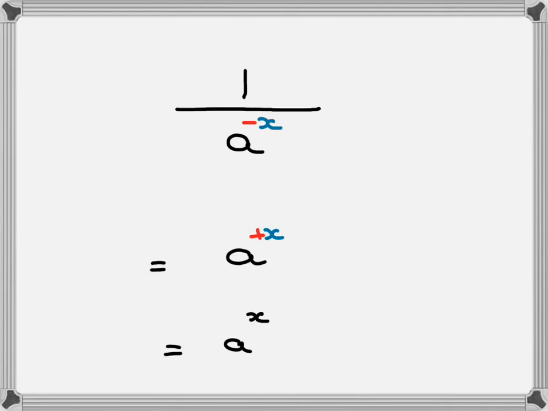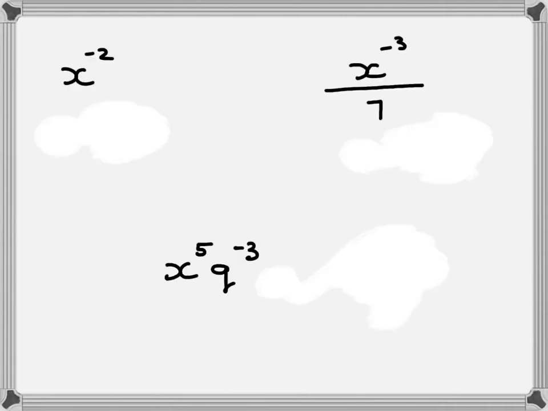Now let's look at some examples. So here we have x to the minus 2. It's a numerator. We need to put it as a denominator, so it's going to go under 1. And it'll become a positive power. So we're going to have 1 over x squared.